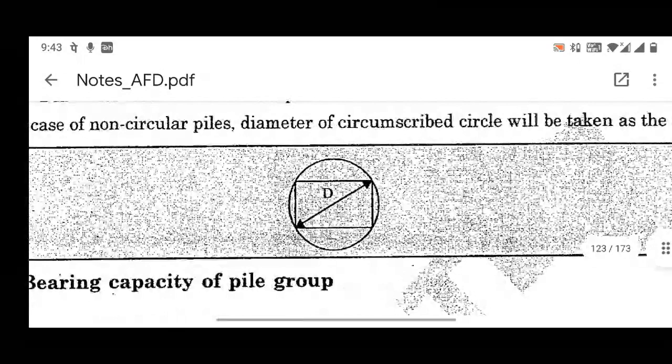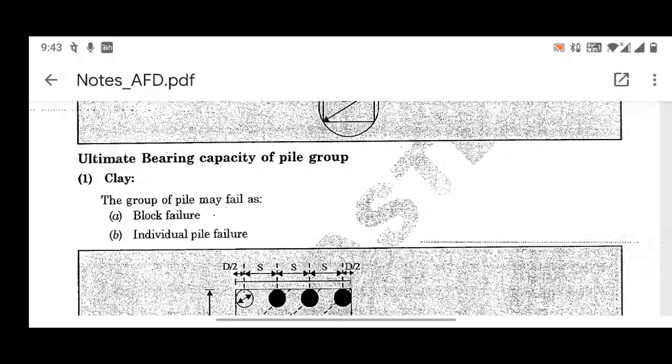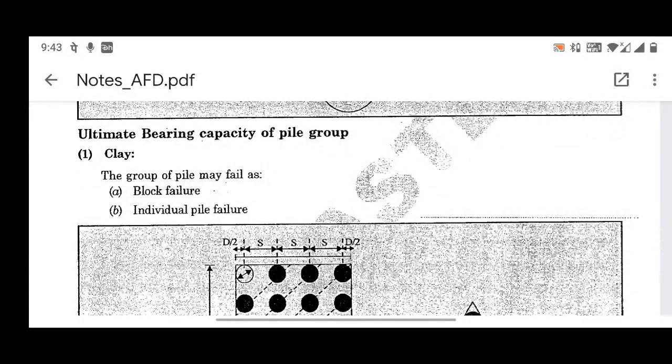Now, the ultimate bearing capacity of a pile group when we have the soil as clay. The group of piles, meaning the piles that are installed in a group, can fail either by block failure, meaning the entire block will fail, or by a failure in the individual piles.